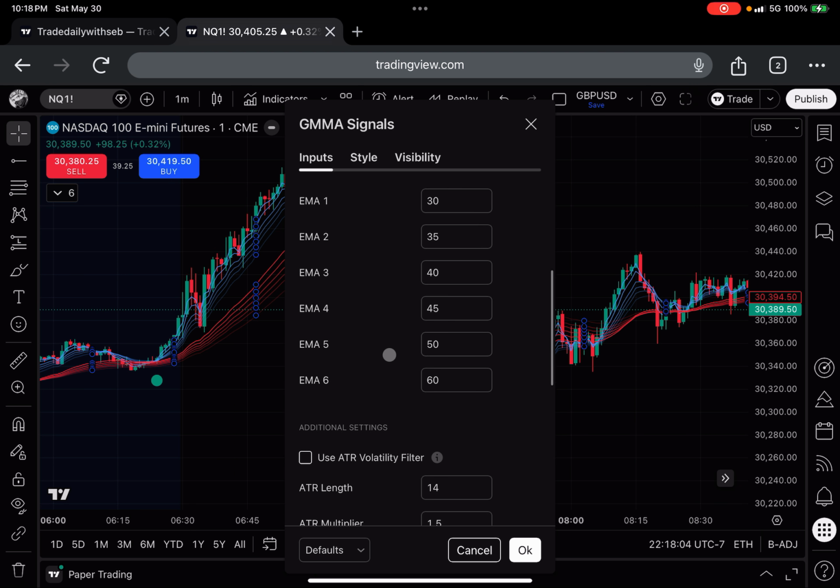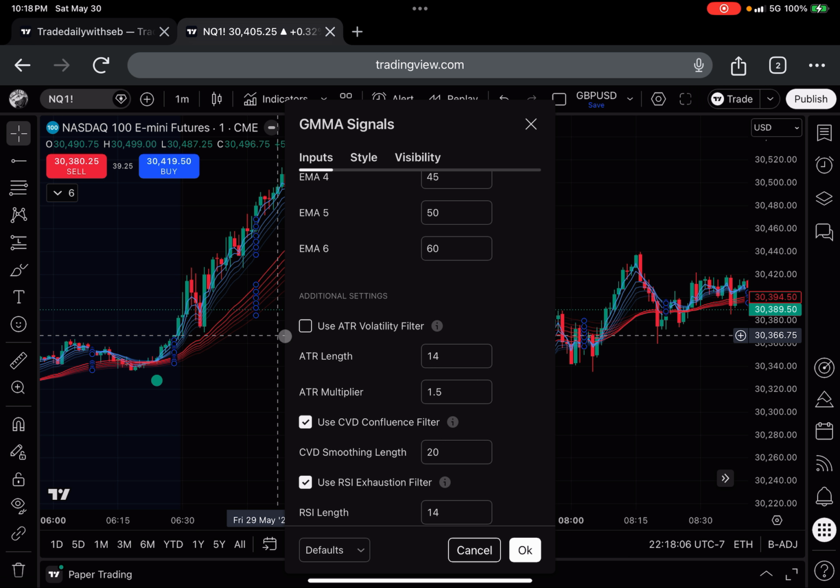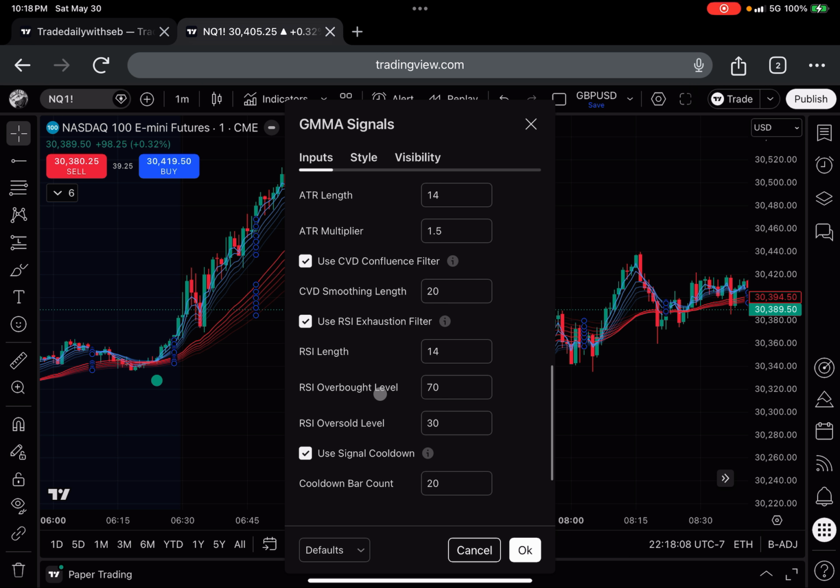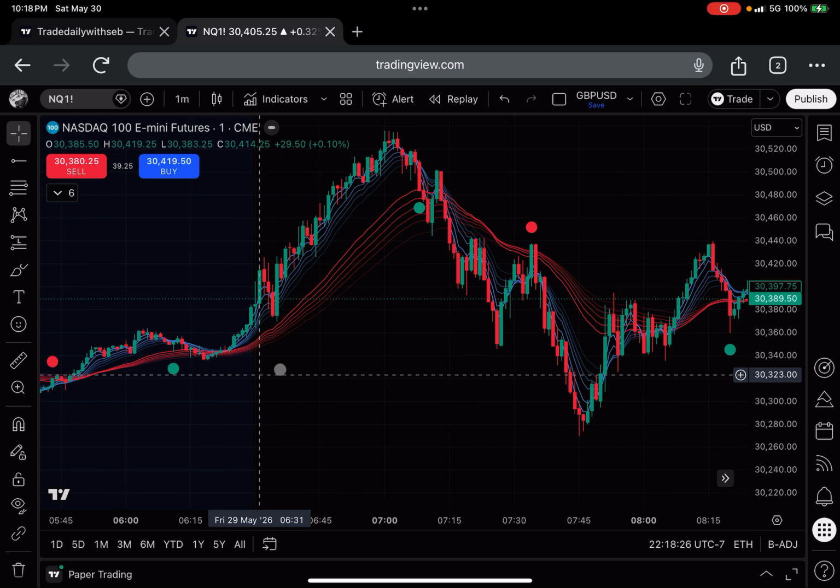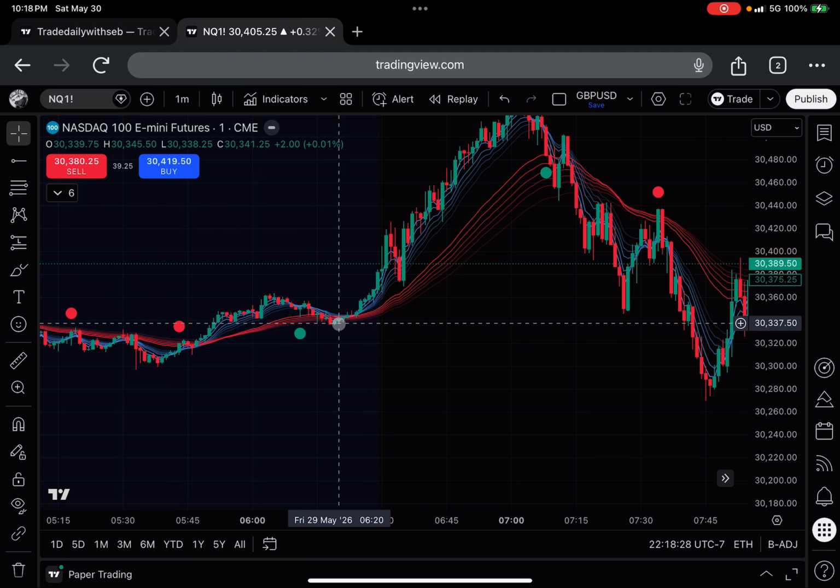I'm mainly using the CVD confluence filter right now. I'm using an RSI filter, and I am using a signal cooldown so there are not so many signals happening. You can check off the CVD, and you will get a bunch of other signals too. Things might change around, so this is still a pretty good signal.